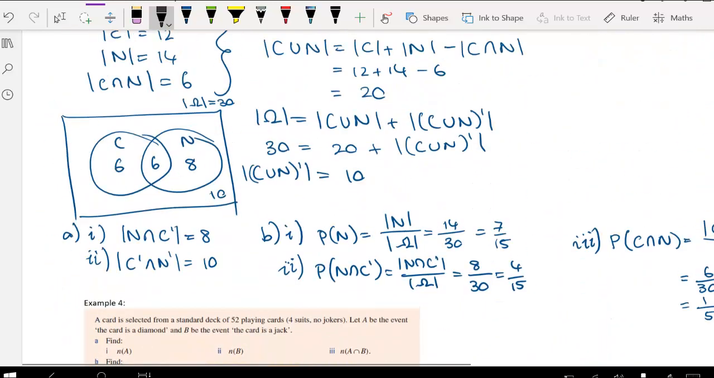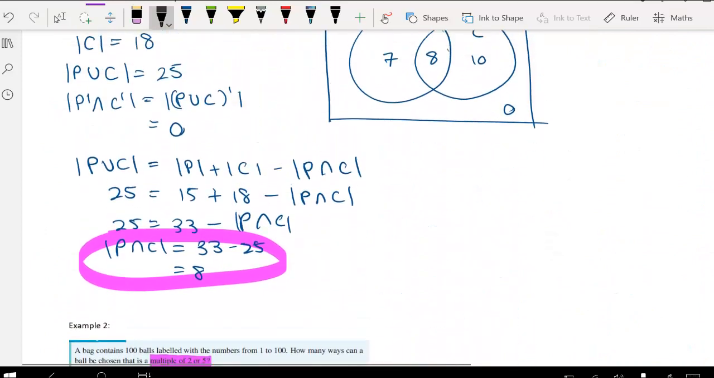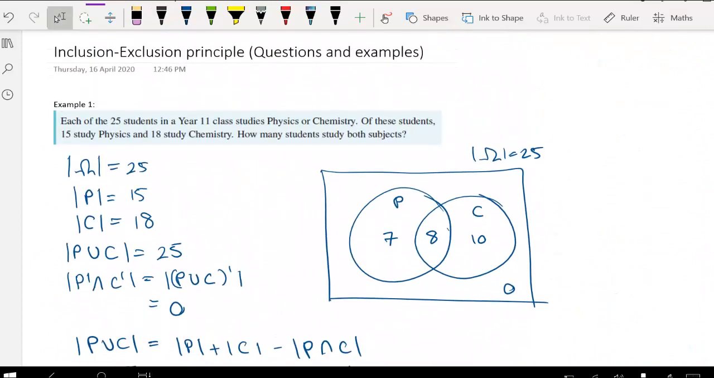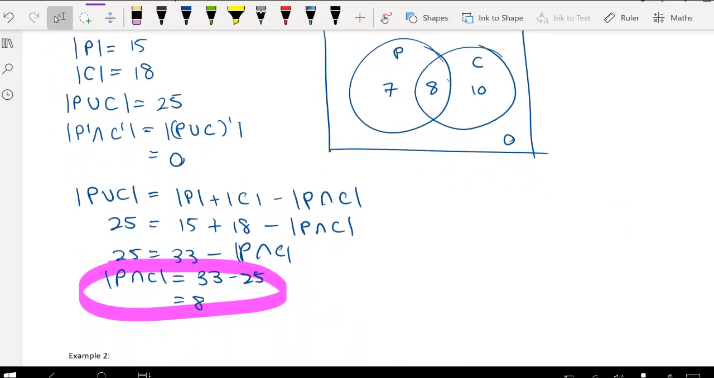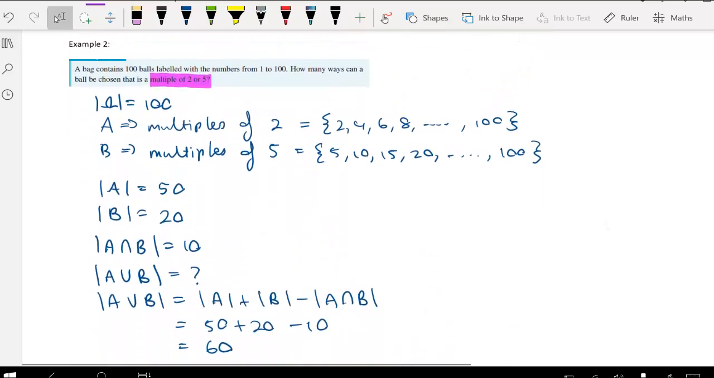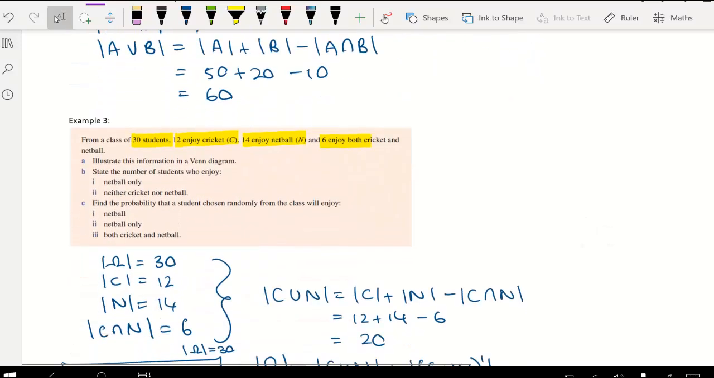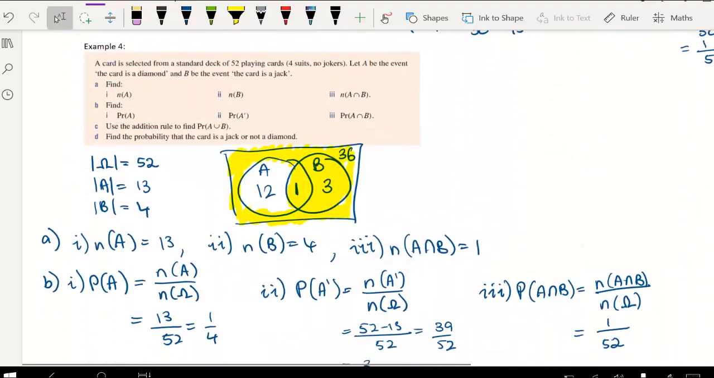Okay, so there's a good range of scenarios there and questions to practice. You should be able to apply this inclusion-exclusion principle. You should be able to construct Venn diagrams, work out probabilities, and utilize the inclusion-exclusion principle, particularly with 2 sets, but working up to a higher level, looking at 3 sets as well. Okay, thank you for paying attention.